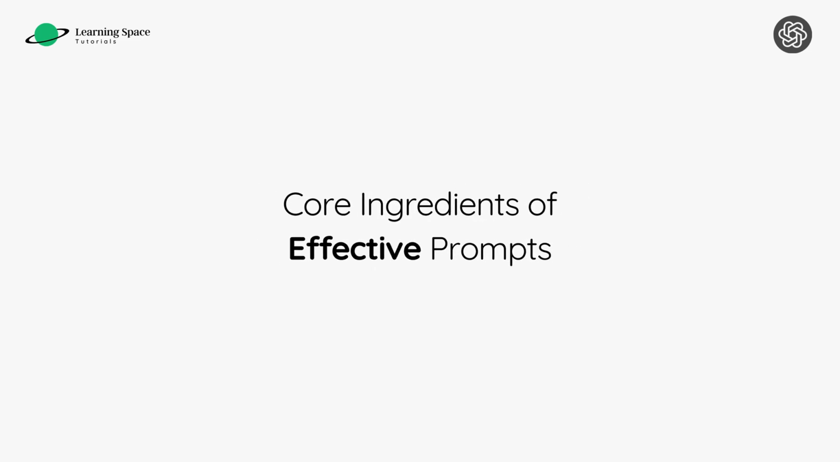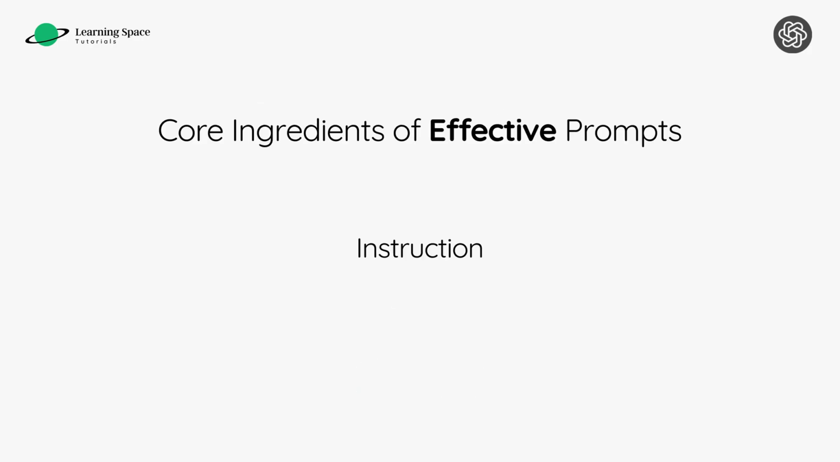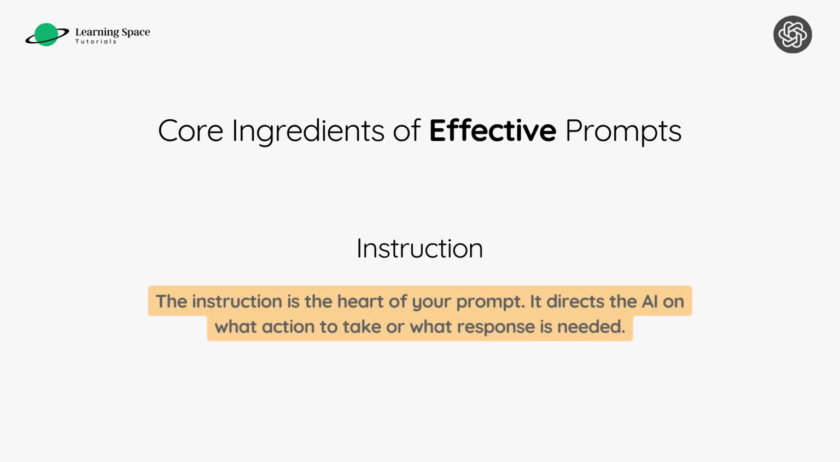Now let's look at the core ingredients of effective prompts. To create a powerful prompt, we need to understand its essential elements. Let's break them down. First thing is the instruction. The instruction is the heart of your prompt. It directs the AI on what action to take or what response is needed. Clear and concise instructions are key to getting accurate and relevant outputs. So think of instructions as your roadmap to success.